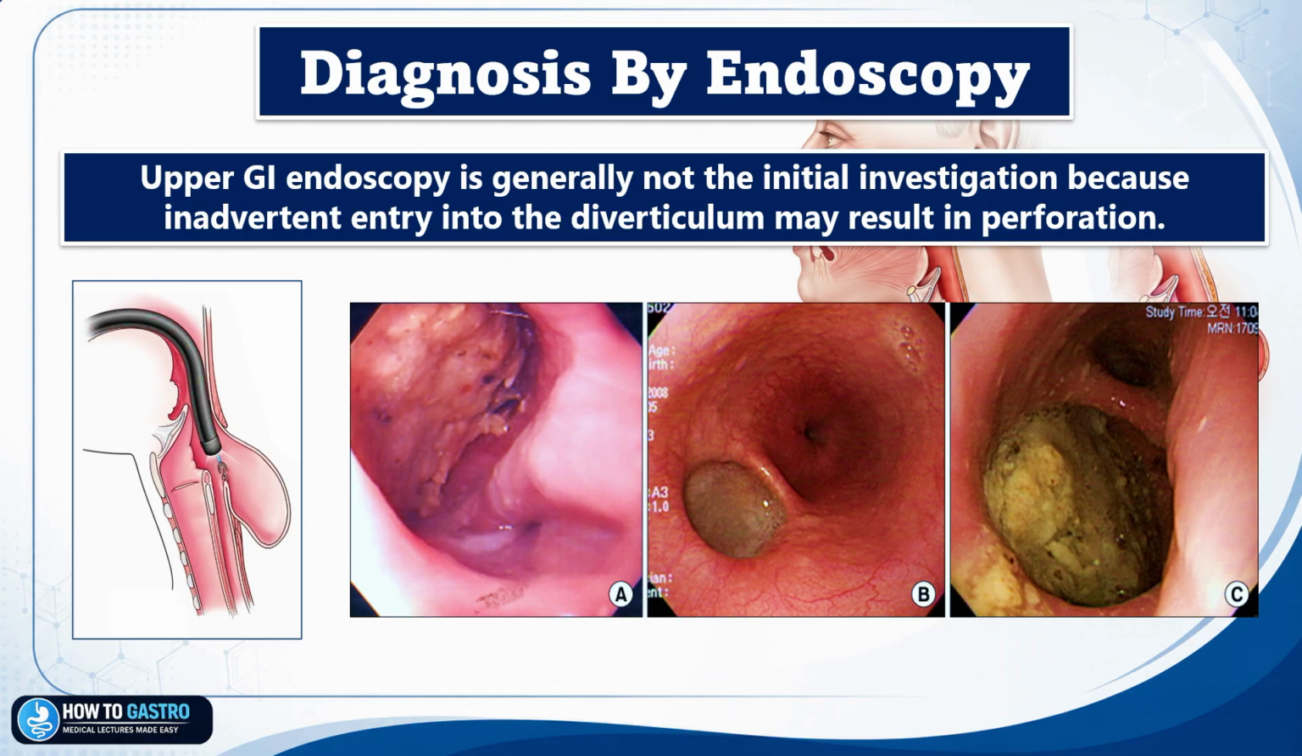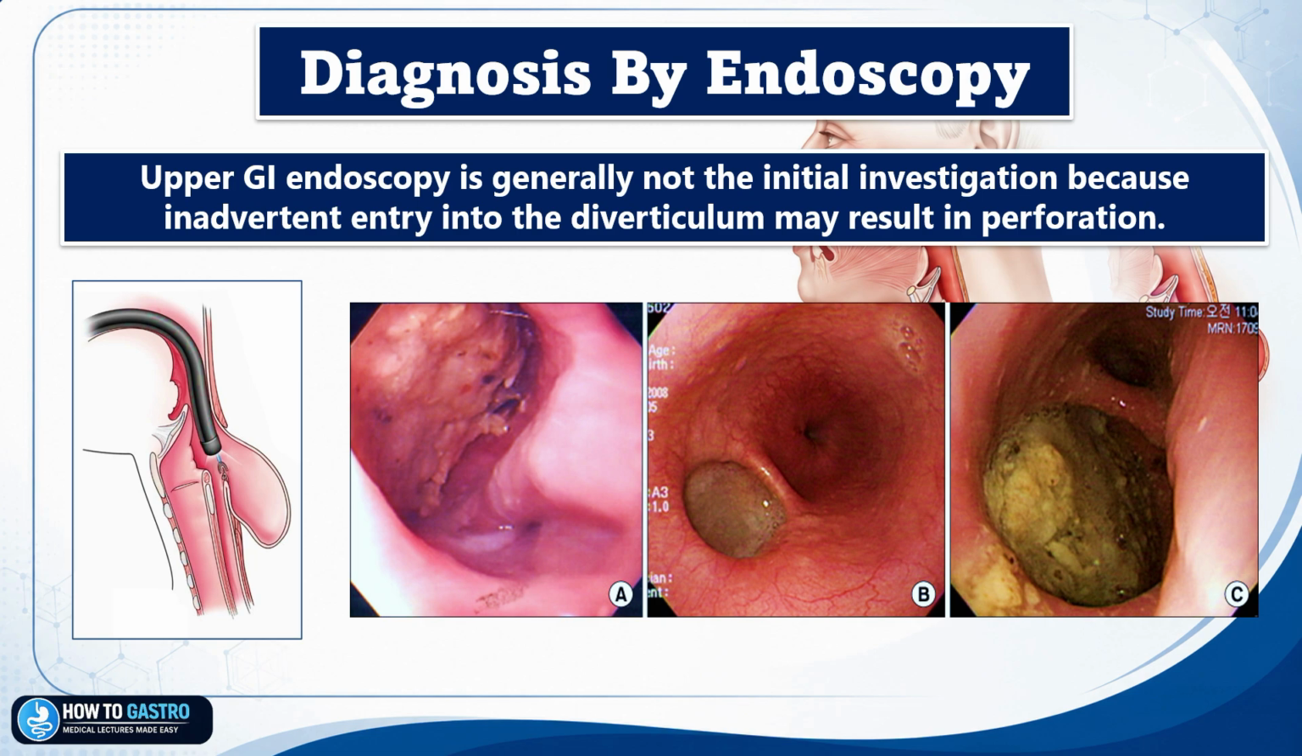Zenker's diverticulum can also be diagnosed by endoscopy. An upper GI endoscopy is generally not the initial investigation because inadvertent entry into the diverticulum may result in perforation. If you remember in the complications, we said that sometimes these diverticula can bleed. That is because they are only made up of two layers, the mucosa and submucosa, so they have quite a thin wall which can be easily perforated. For this reason, an upper GI endoscopy is generally not the initial investigation.